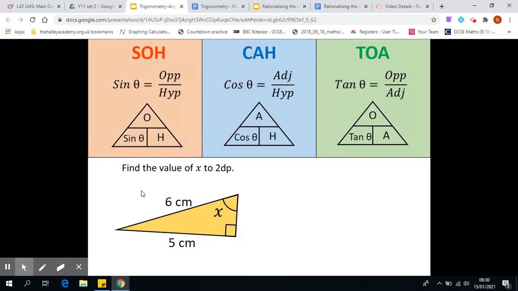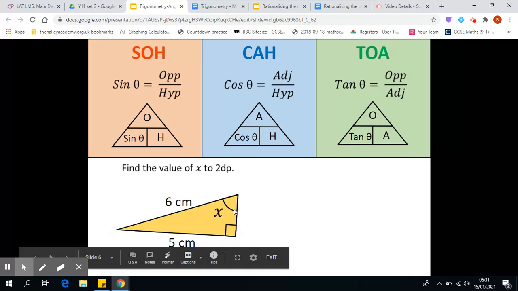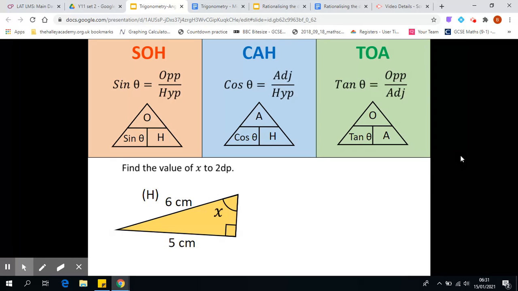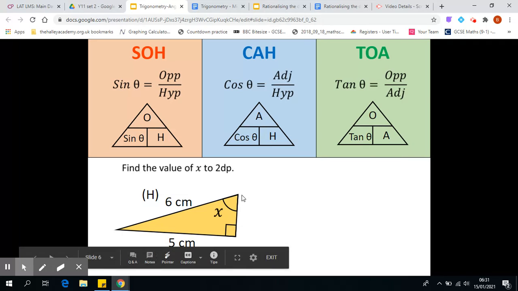Let's look at our first example. Find the value of x to 2 decimal places. Notice here we're trying to find the missing angle, not the missing side. As usual, first I start naming the sides. Hypotenuse, and opposite to the angle x is the opposite side. Notice I haven't labeled the adjacent side because there is no value given or no letter.